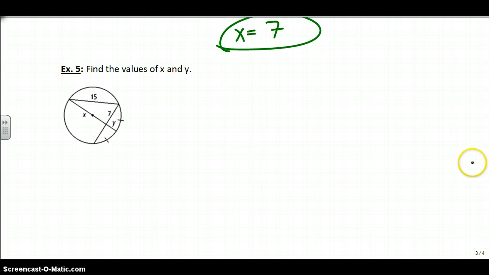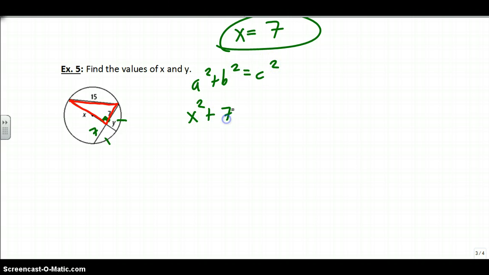Okay? Find the values of x and y. Well, I happen to notice x here. I happen to notice these two chords or arcs are congruent, which means these two chords are congruent as well. So that's 7. And also, it's a perpendicular. And if one notices, this is a right triangle, and the hypotenuse is 15, which means I can use Pythagorean Theorem. X squared, remember Pythagorean Theorem, a squared plus b squared equals c squared, right? X squared plus 7 squared equals 15 squared.